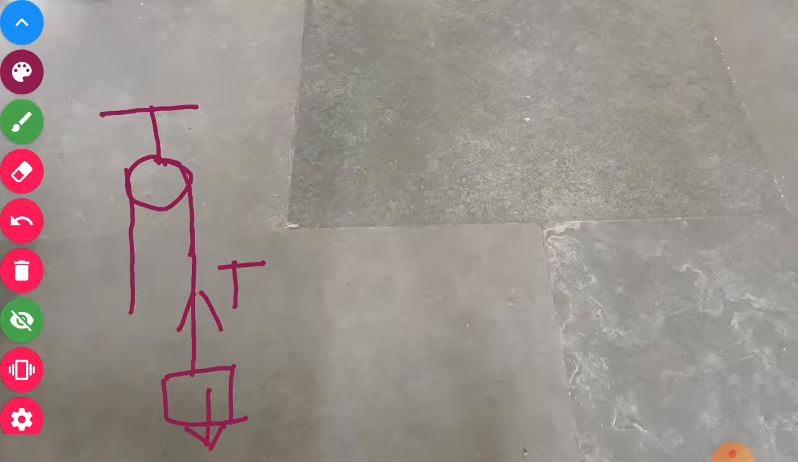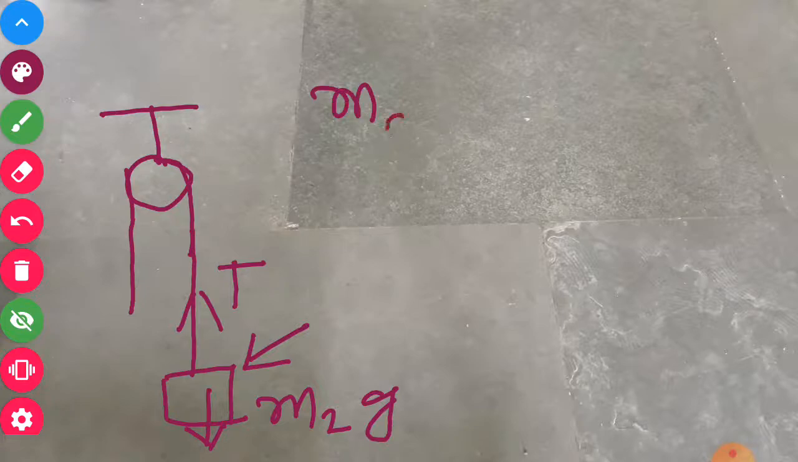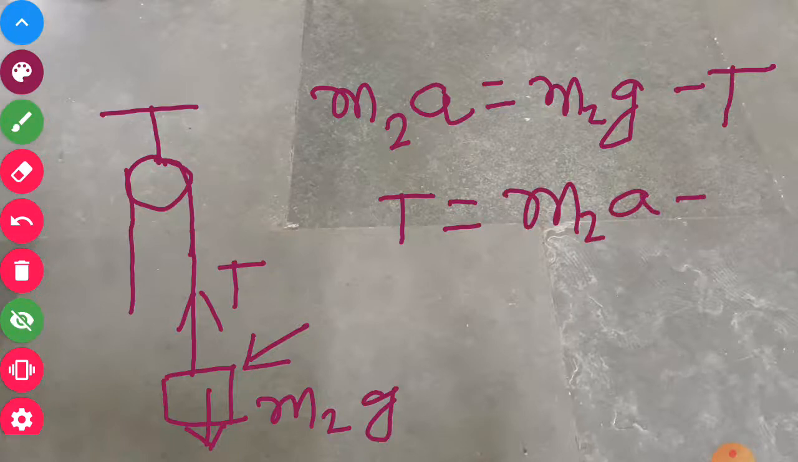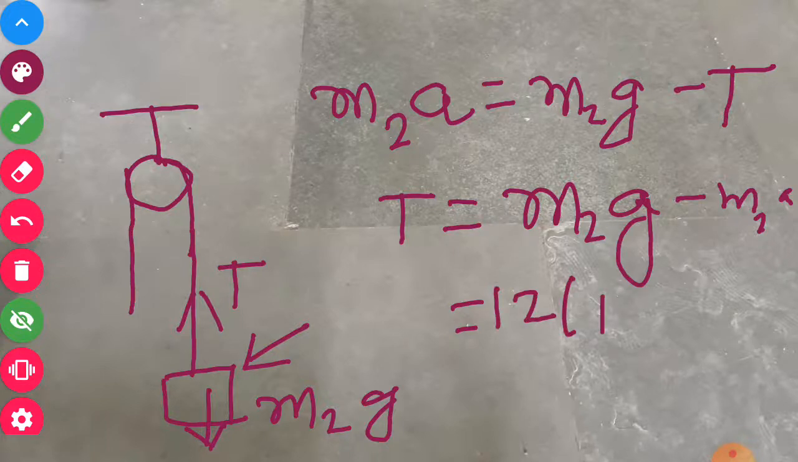Now the force in the downward direction is m2g. The resultant force on this object is the mass of that object multiplied by acceleration. So the resultant force is equal to, try to understand, m2g force will be more than the tension. So the tension can be easily calculated: T equals m2g minus m2a. m2 is known to us, it is 12, g is 10.